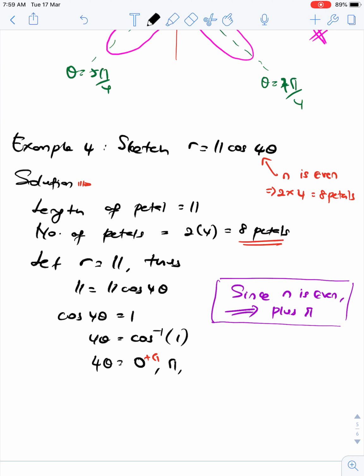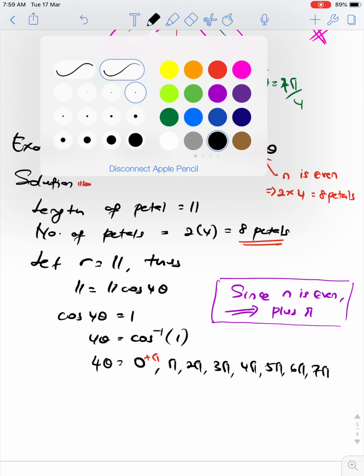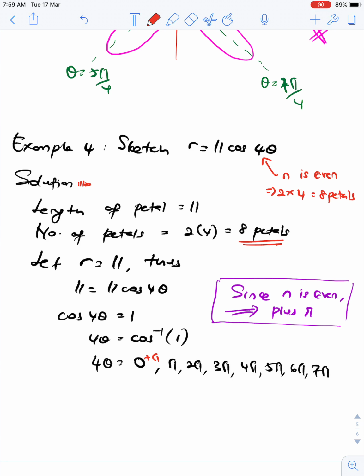So plus pi, we get pi, plus pi again, 2 pi, plus pi again, 3 pi, plus pi, 4 pi, plus pi, 5 pi, plus pi, 6 pi, and then plus pi, 7 pi. Okay, why do we go until 7 pi? Because we have 8 petals. So we stop at the 8th angle.